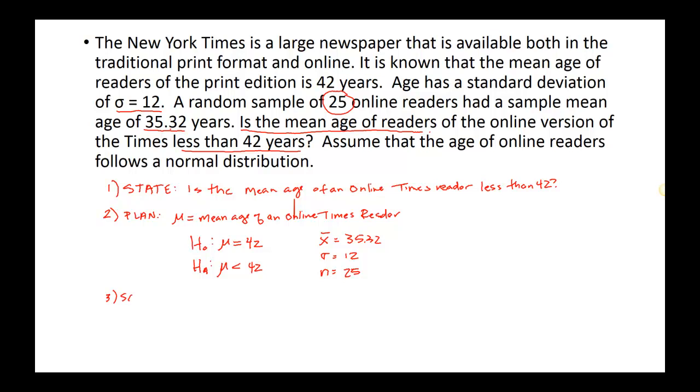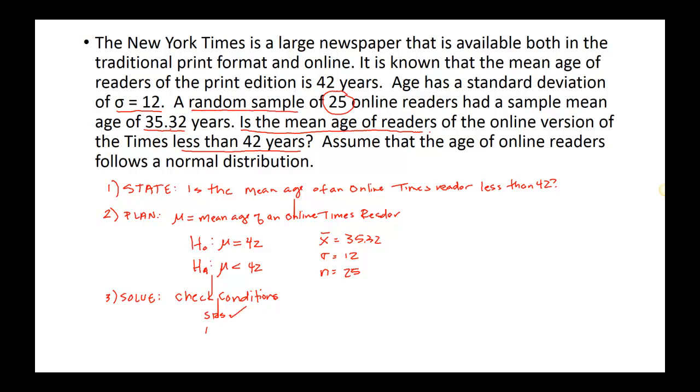So step 3 is solve. The first thing that we do under the solve step is check our conditions. There are 3 conditions for this procedure that we're doing, the one sample Z procedures where sigma is known. The first condition is that we have a simple random sample. To figure out if we have a simple random sample, we read the problem, and it says that we have a random sample, so we can consider that condition met.